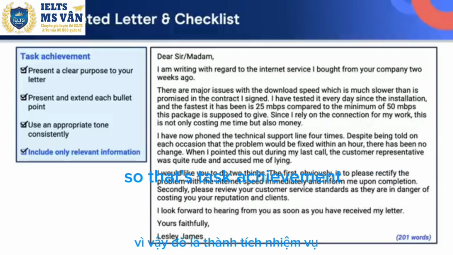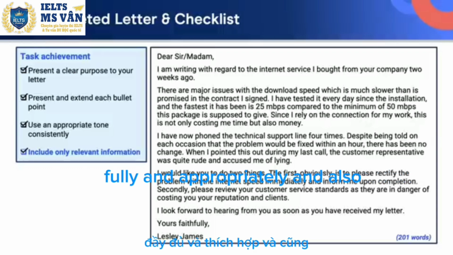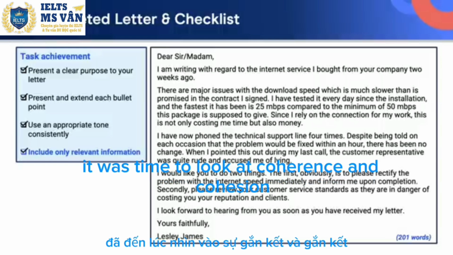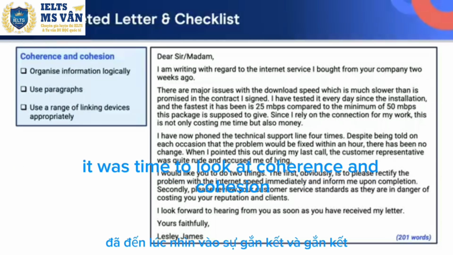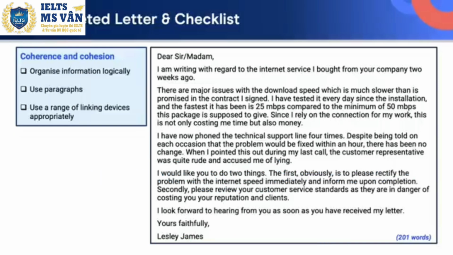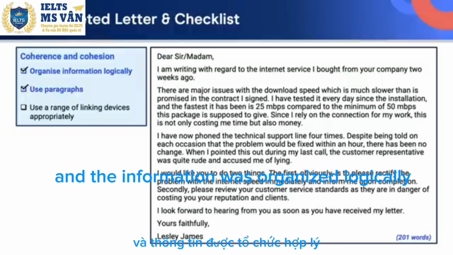So, that's task achievement. Basically, the sample answered the question fully and appropriately, and also, was the sample letter long enough? More than 150 words? Yes, it was. Time to look at coherence and cohesion. Was the letter easy to understand and follow? It followed the E2 structure, which meant it used paragraphs well and the information was organized logically.